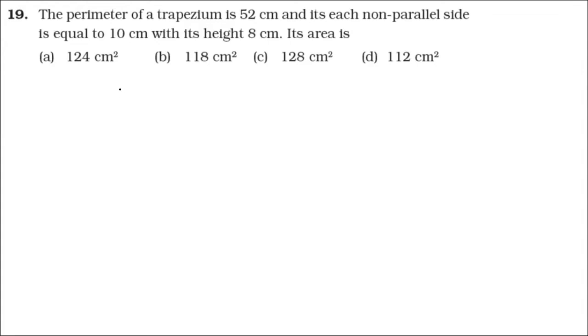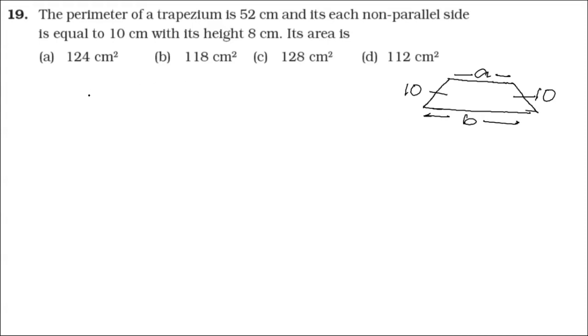Here they have given its non-parallel sides. Non-parallel sides are equal. It means that the trapezium is an isosceles trapezium. It would look like this. These non-parallel sides are equal, and they have given that they are equal to 10 centimeters each. Let me consider this particular side as A and this side as B.